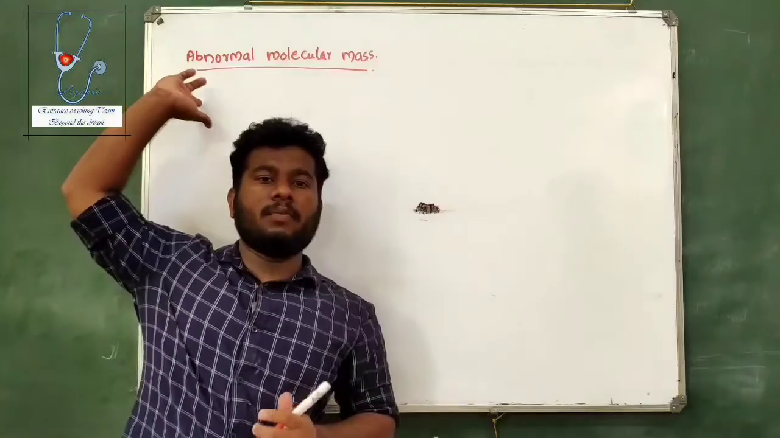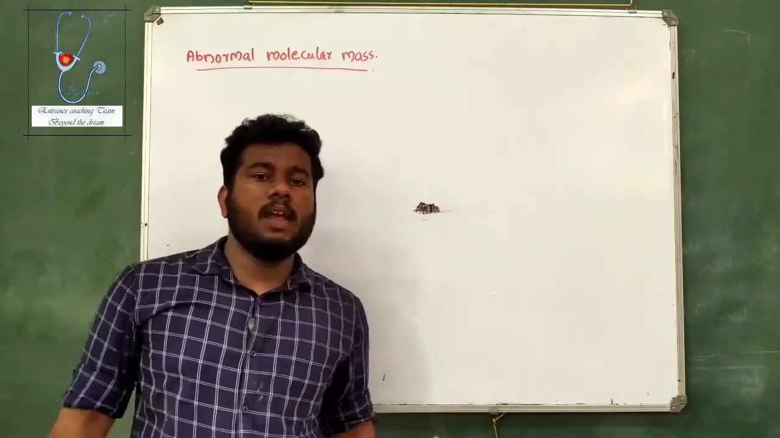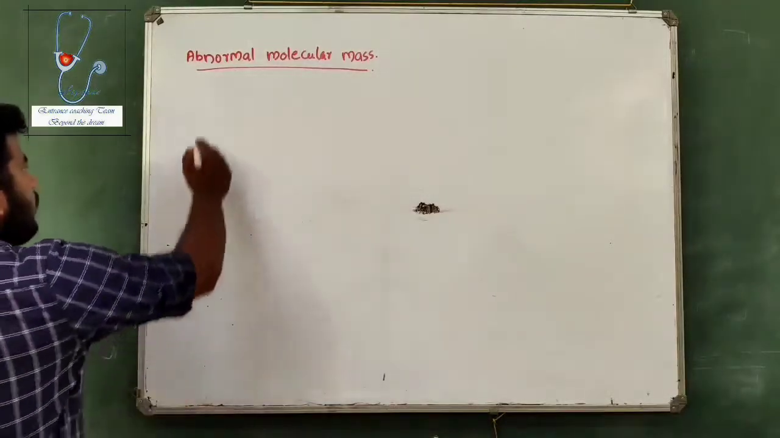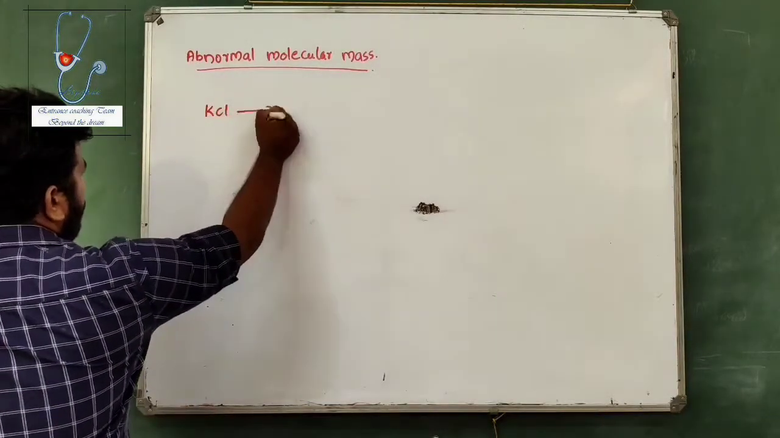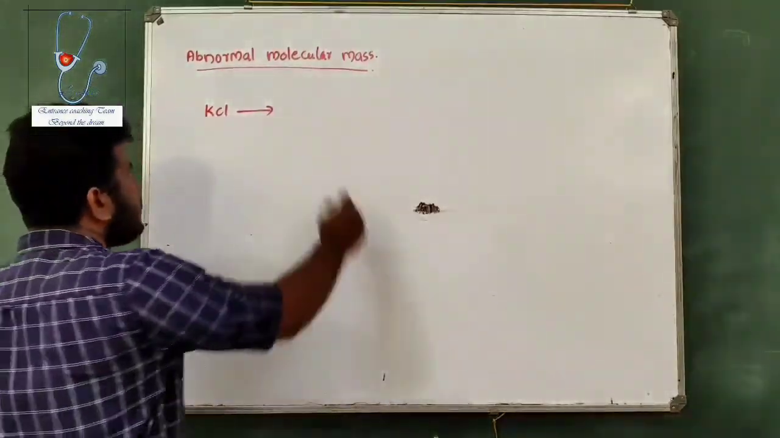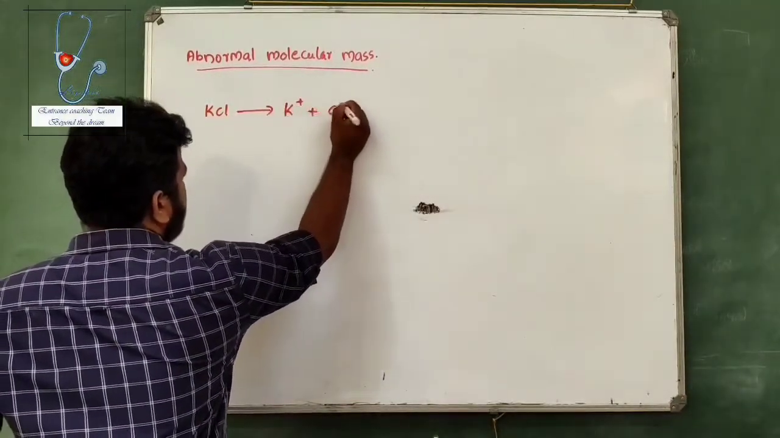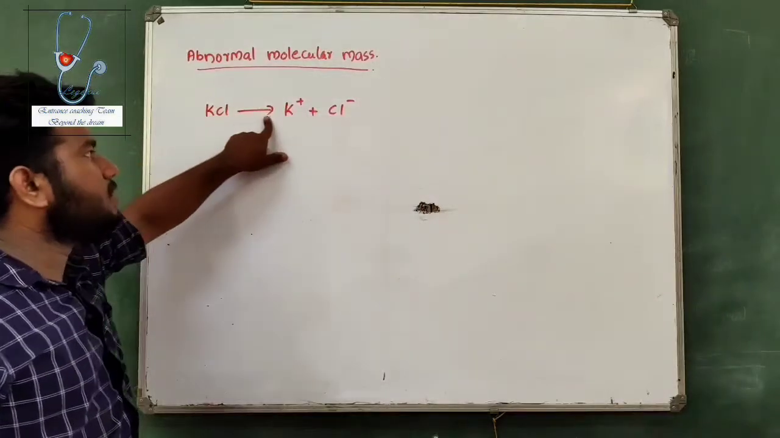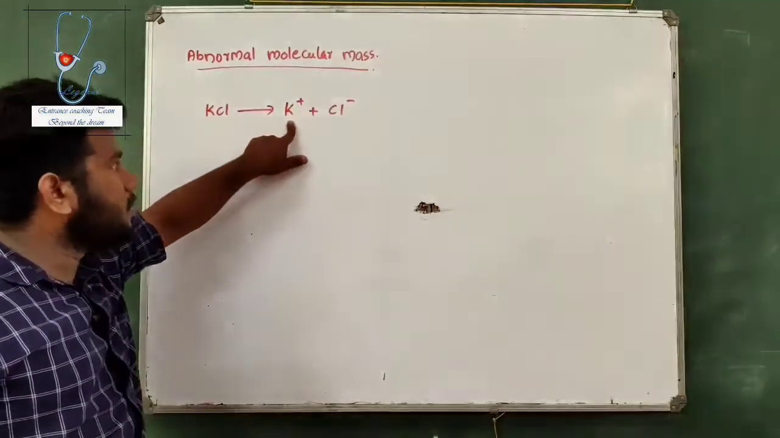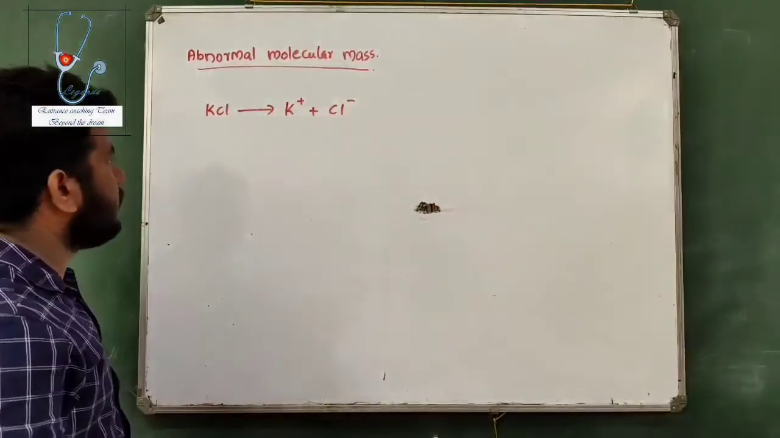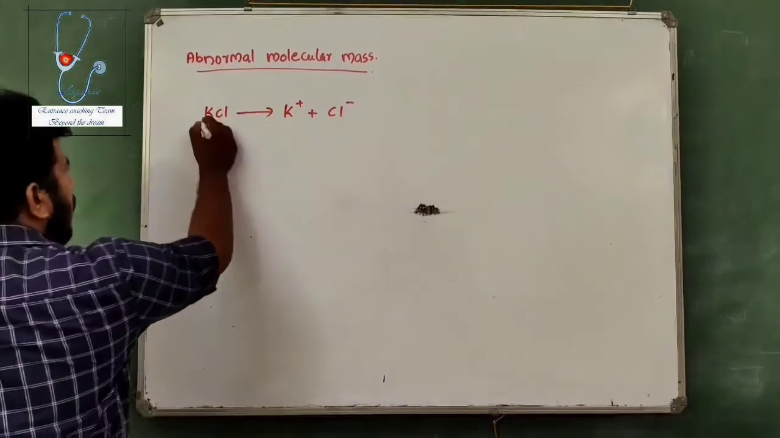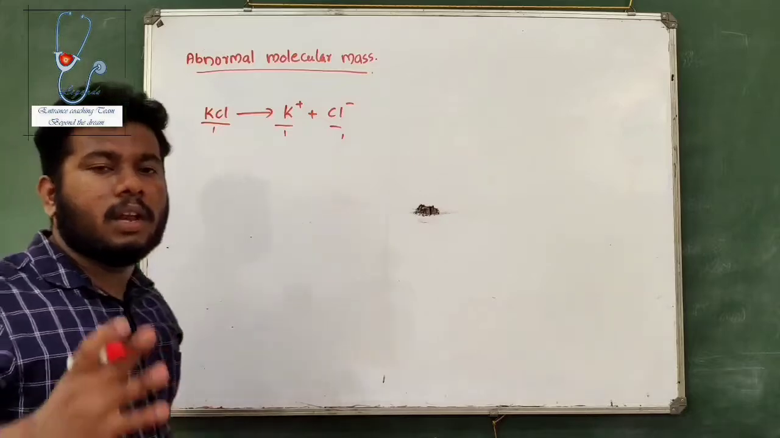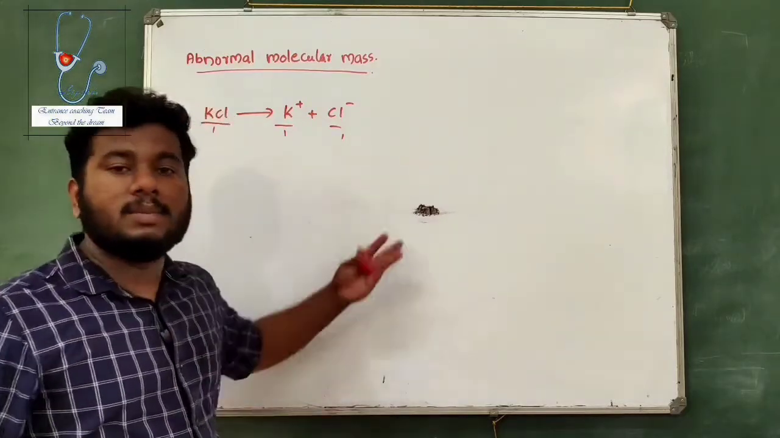Okay. Last topic of this chapter, abnormal molecular mass. What is abnormal molecular mass? For example, an ionic solution, KCl, dissolves in a solvent like water and dissociates into K plus and Cl minus. KCl is an electrolyte, which dissociates in aqueous solution into K plus and Cl minus. Here two ions are present, so its molecular mass or colligative property may change, and its boiling point may change.